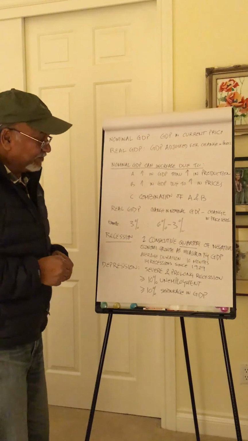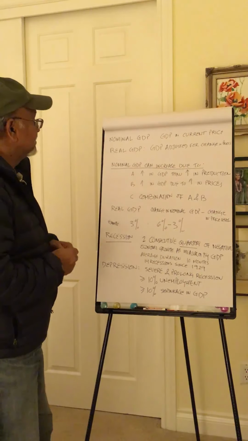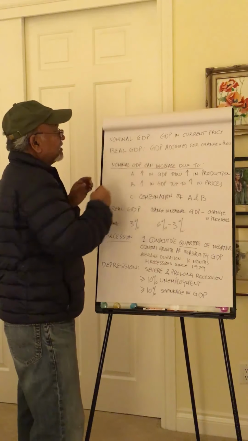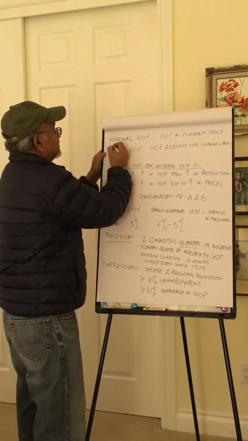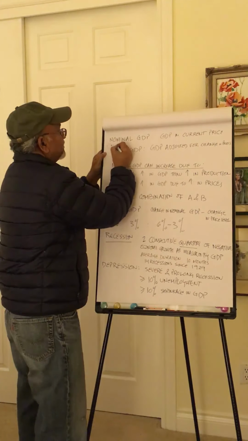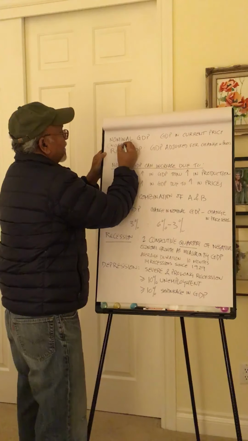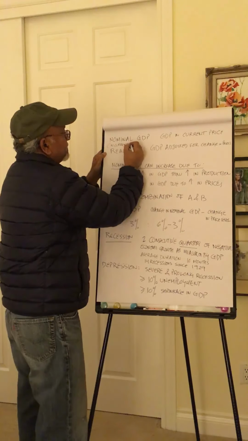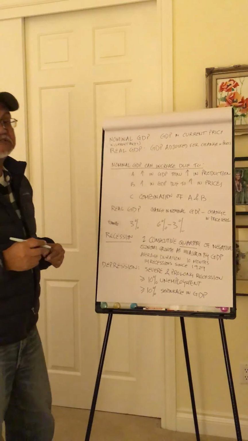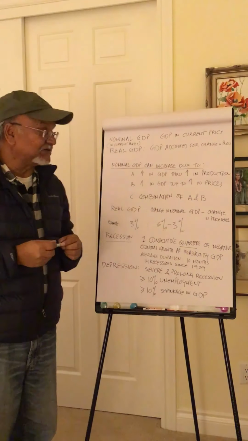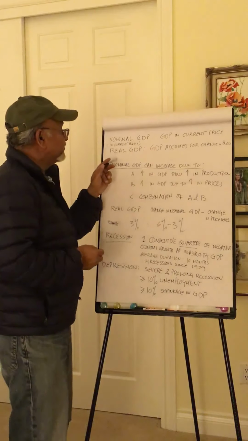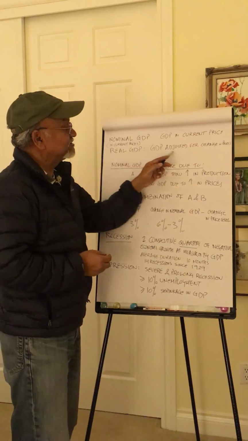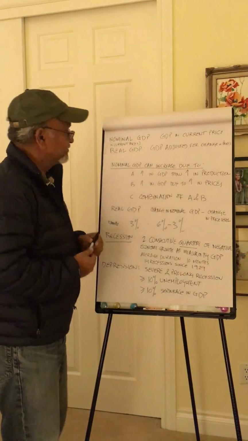Okay, now you have to be very careful. There are two terms. One is called nominal. Nominal in economics means in current prices. So remember, whenever we say nominal, that means in current prices. So nominal GDP is GDP in current prices. Real GDP is GDP adjusted for change in prices.